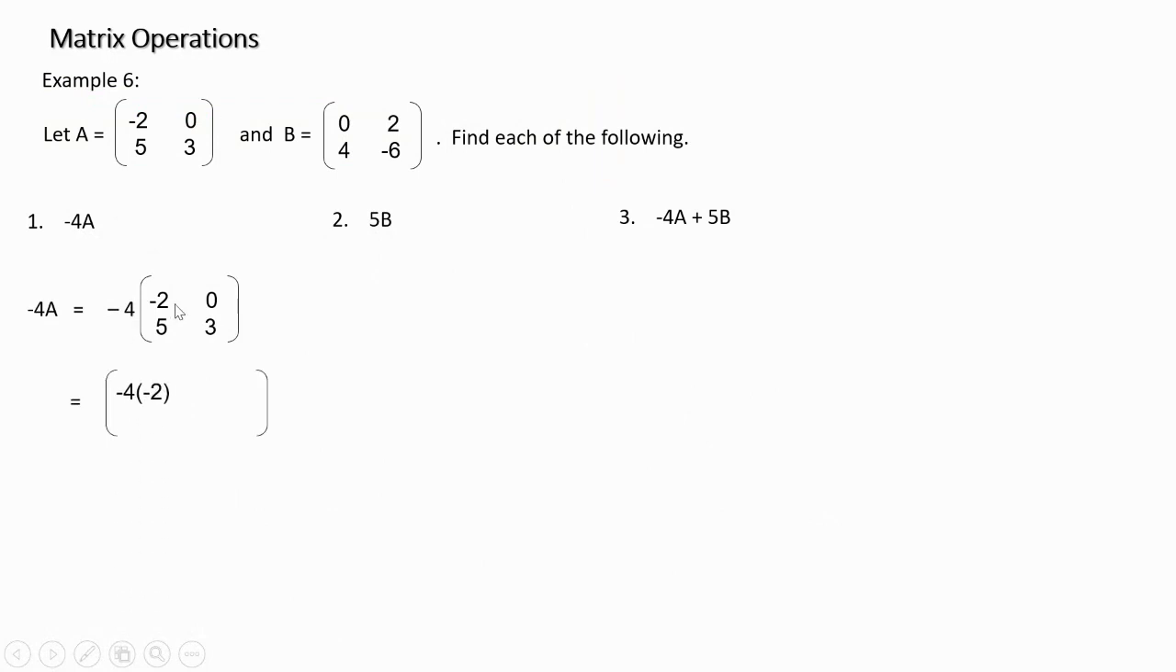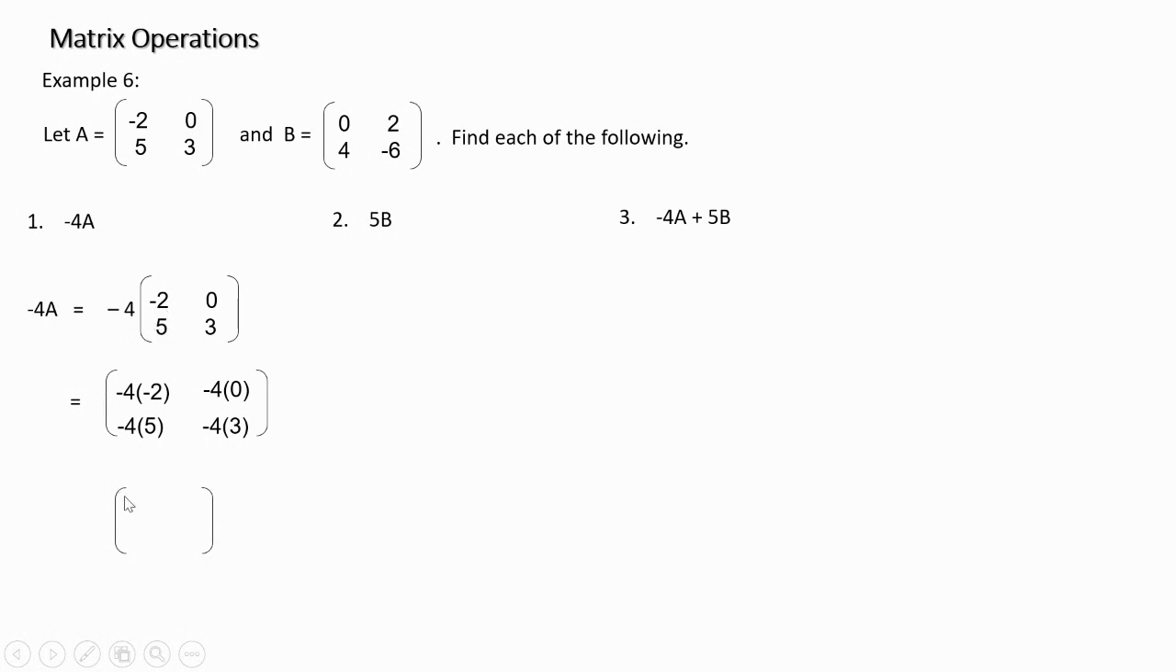So again, negative 4 times negative 2, negative 4 times 0, negative 4 times 5, and negative 4 times 3. And again, like when we're adding, we can skip this step here, but I just showed you guys so you know exactly what we're doing here. We can just go from negative 4 times matrix A to the result.